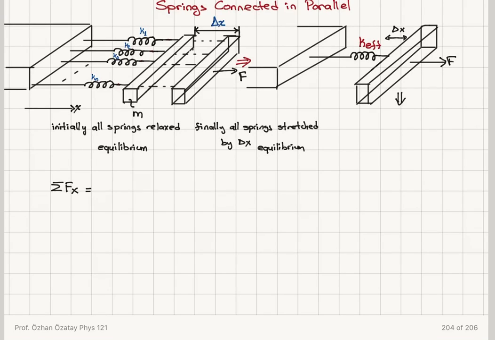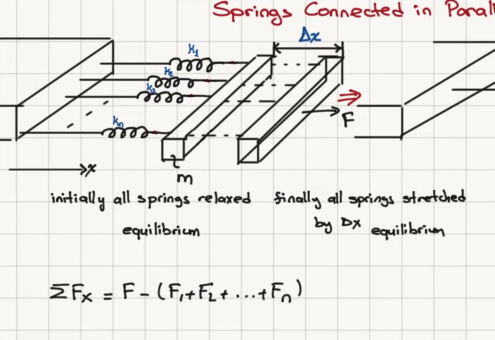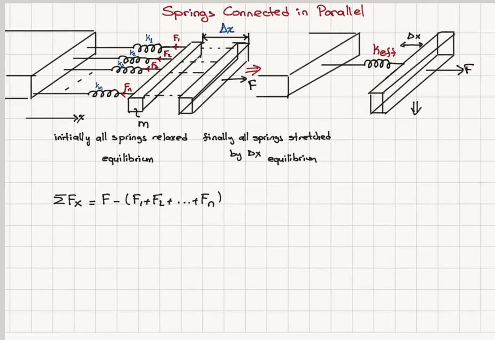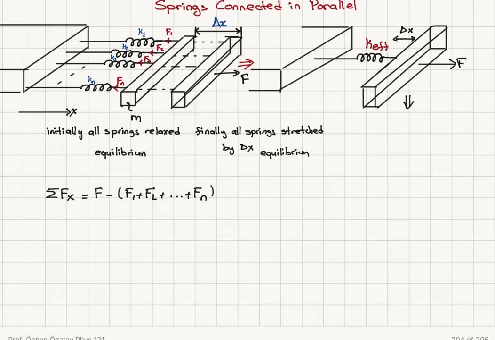Okay, so let's write down the net force on the x-axis. So as you can see, I have defined the x-axis to the right. The net force on the x-axis is equal to the force F that I'm applying minus the restoring forces F1, F2, all the way to Fn. So what are those restoring forces? These are the forces that will develop here, here, here, here. So this will be F1, this will be F2, F3, Fn, etc. So those forces will be trying to restore the initial relaxed position. But because I have the external force F applied, those forces are balanced by F and the net force is 0. So I have equilibrium.